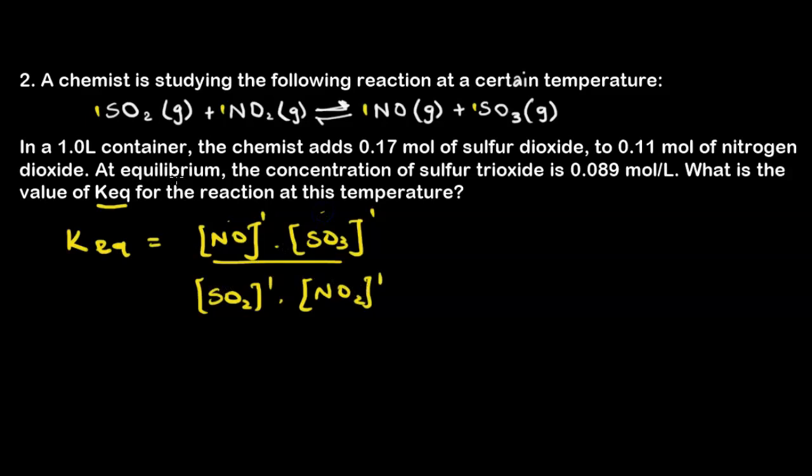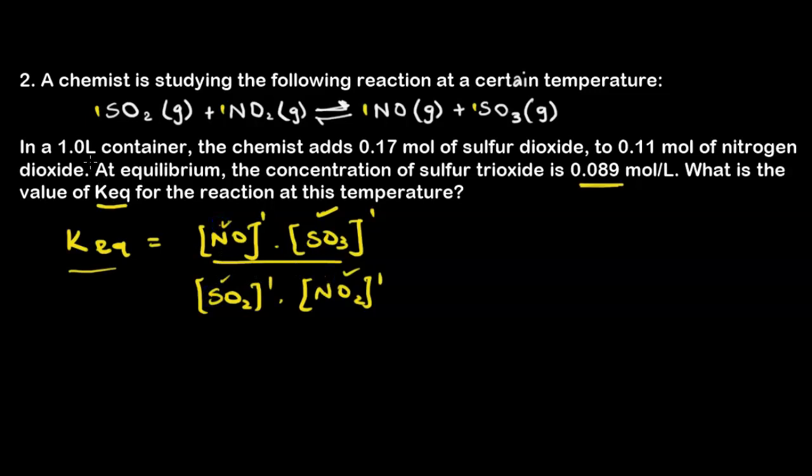We notice here that at equilibrium we are just given the concentration of sulfur trioxide. We are not given the concentration of anything else. So that is our first goal to figure out. Once we get the concentrations at equilibrium for NO, SO2 and NO2, then we will be able to solve for K equilibrium. So from here, first we have to find these three concentrations.